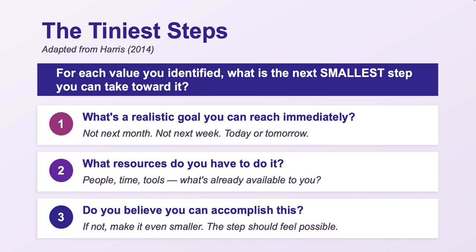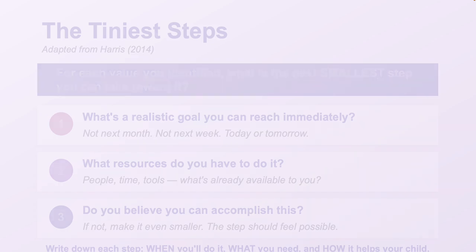So let's say, for example, you have a value of connection with your child. You've noticed over the last week that you only play maybe 5 minutes a day with them. Maybe your next tiniest goal is to play 6 minutes a day, then 7, then 8, then 10, then 15. You can slowly build up those goals over time because all of those are in service of connecting with your child, right? Take the smallest next step that you can do and move forward. And again, write down that step. And when you do it, what do you need and how will it help your child ultimately at the end?